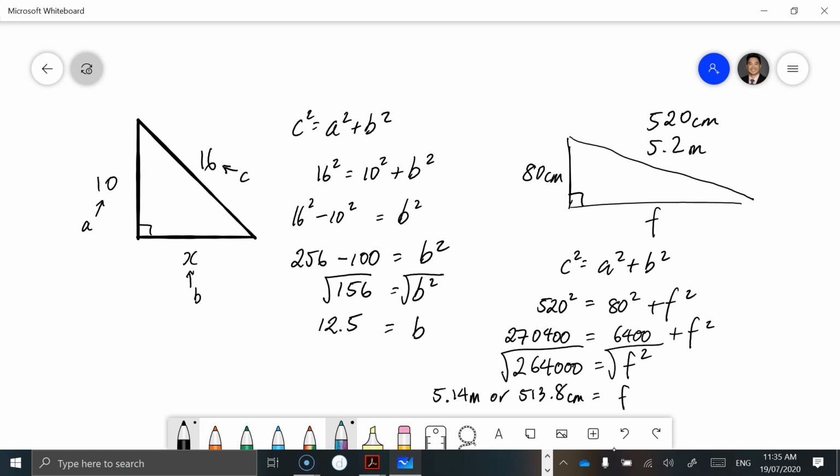Hopefully that makes sense to you guys in terms of an introduction to Pythagoras and the different sides of the triangle. We're going to move on in the next video with a bit of application and looking at other scenarios where we can apply this.